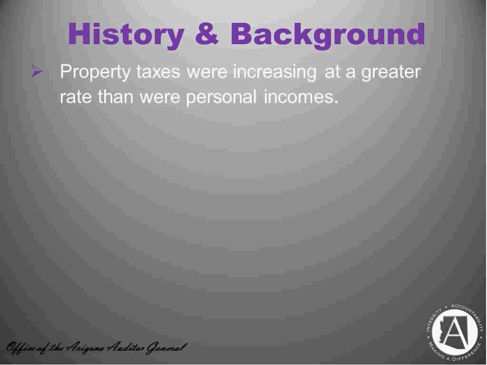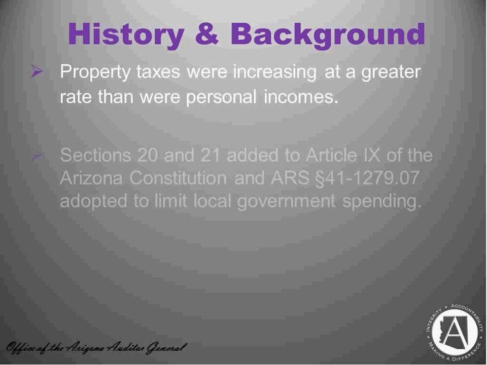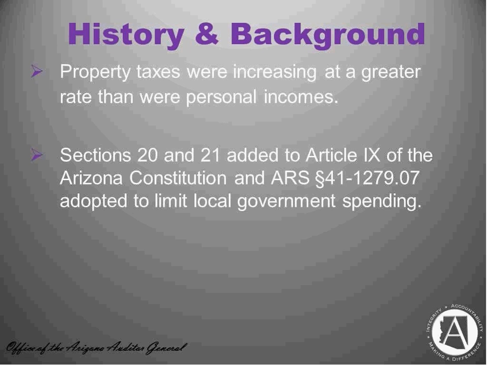Arizona legislators responded to this trend by establishing spending limitations for state and local governments to reduce the need for increased taxes. Article 9, Section 17 of the Arizona Constitution set state limitations to 7% of the personal income of all state residents. And in June 1980, Sections 20 and 21 were added to Article 9, imposing expenditure limitations on counties, cities, towns, and community college districts.